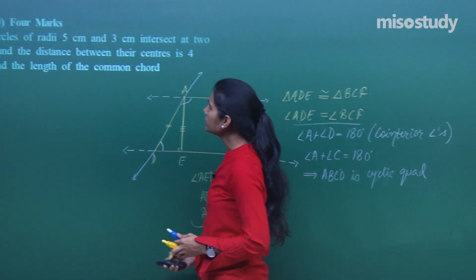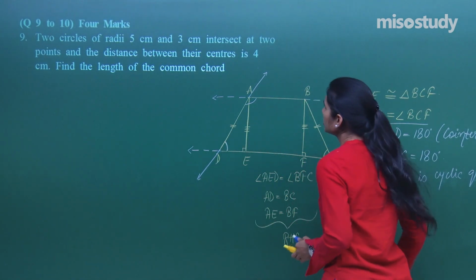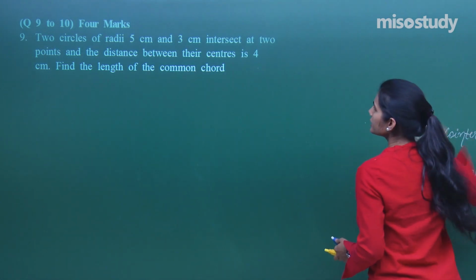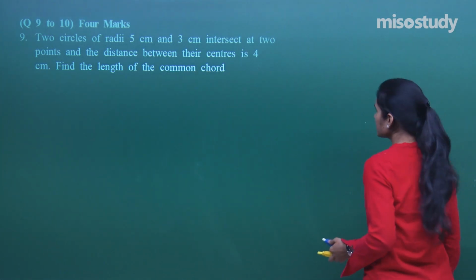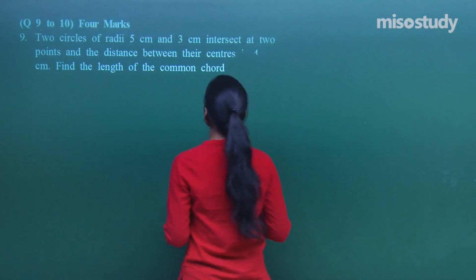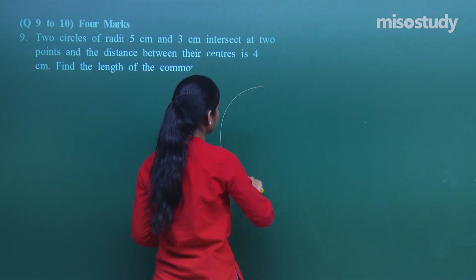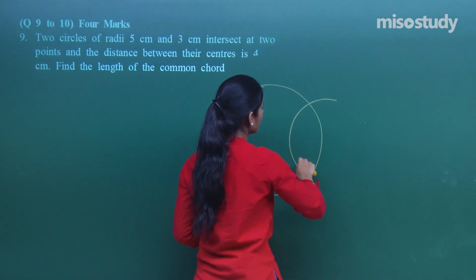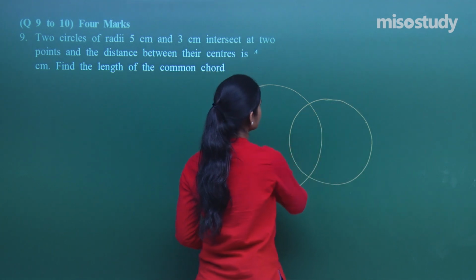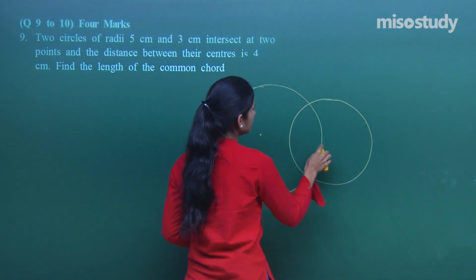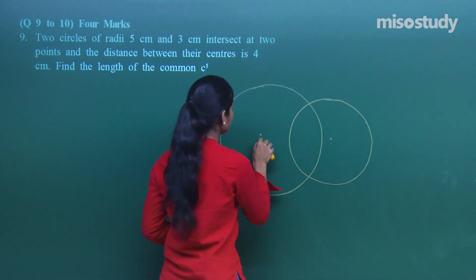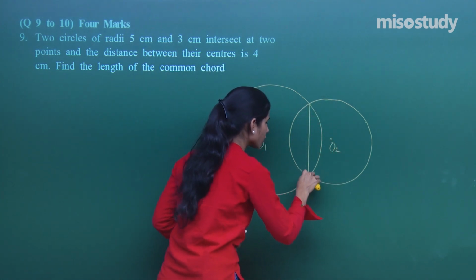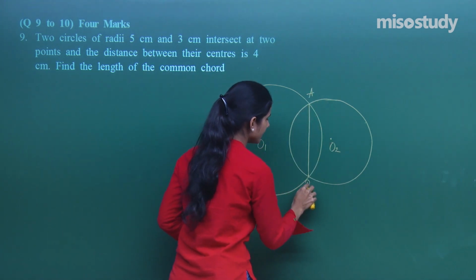Let's talk about the next question. It says that two circles of radius 5 centimeters and 3 centimeters intersect at 2 points and the distance between their centers is given as 4 centimeters. Find the length of the common chord. So this is say one circle and say this is another circle. This is the center here, this is the center here, this is O1, this is O2. This is the common chord, I have to find its length.